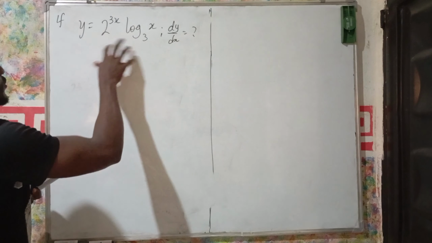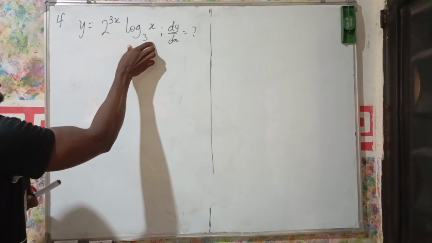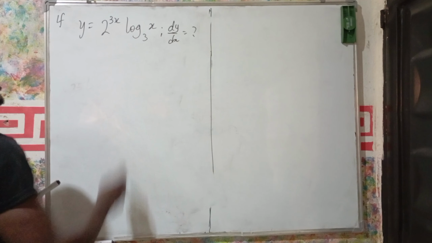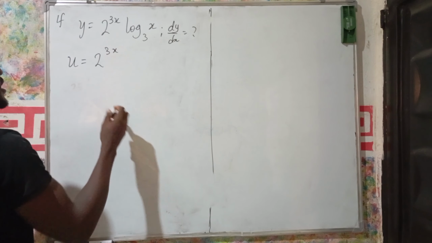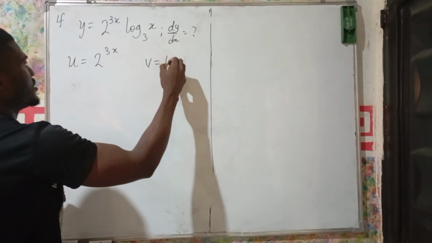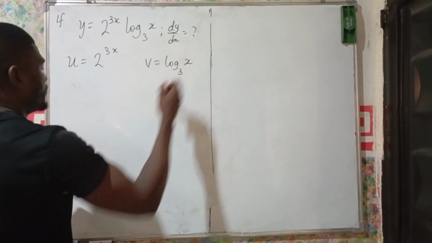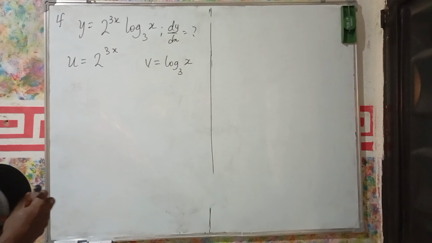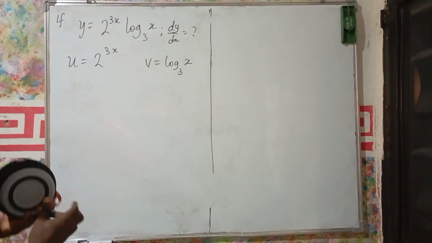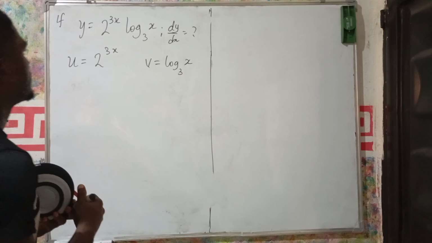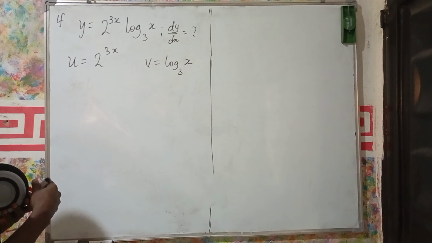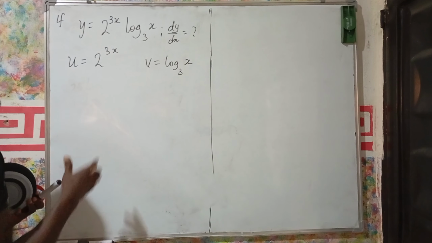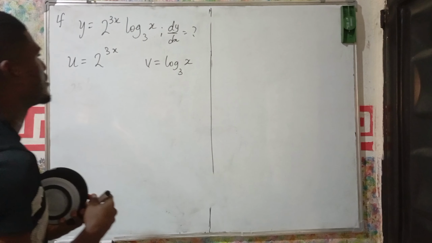Here we have a product rule, where this is one function and this is a different function that contains x. We're going to call one of the functions u. So u would be 2 to the power of 3x, and v would be log to base 3 of x. Since these are multiples of a product, we're going to use the product rule. So what we need to do here is to differentiate u and also differentiate v.